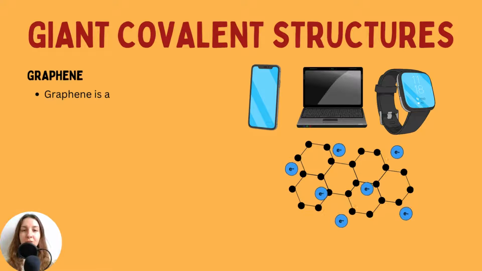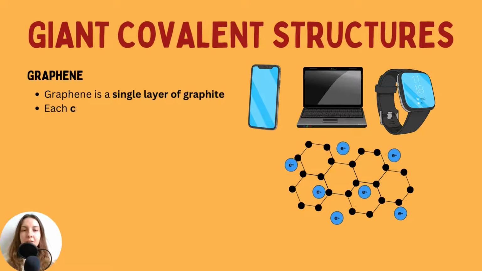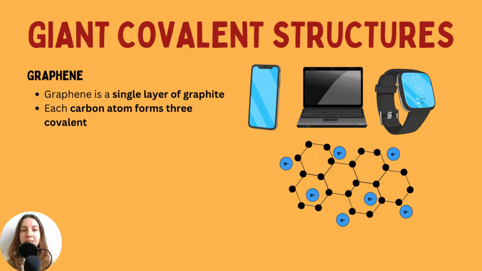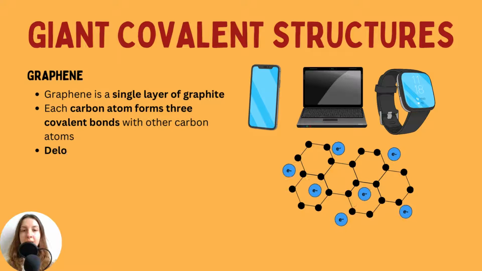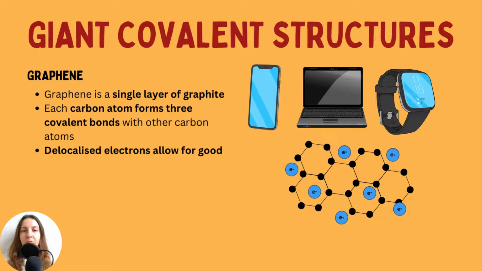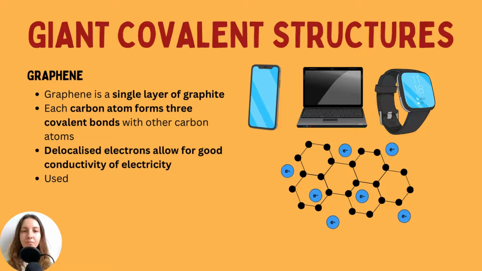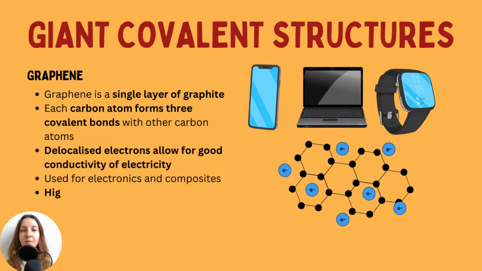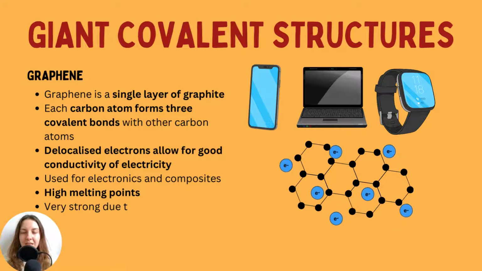The next type of structure is called graphene, and graphene is very similar to graphite because graphene is made of a single layer of graphite. Essentially, graphene is used to make things like electronics. It can also be used for composites, which is a type of material that's made up of a mixture of materials that have certain qualities. But the reason it's used for electronics is because graphene, because it's made of graphite, has those delocalized electrons again, and they can conduct electricity.